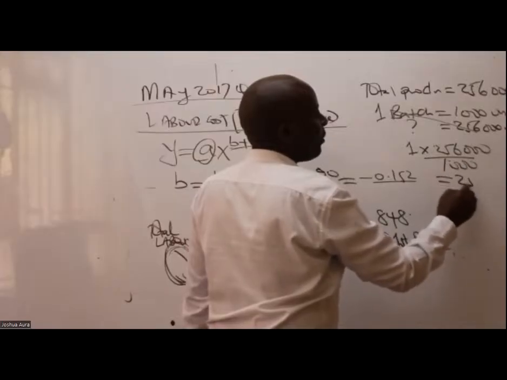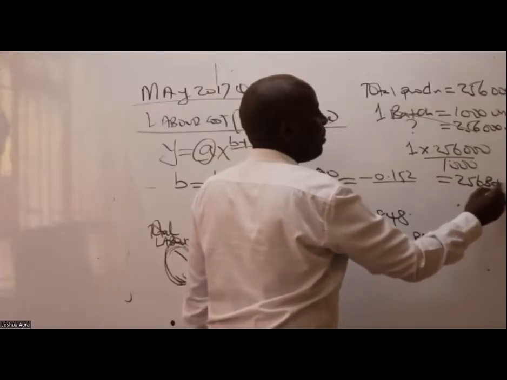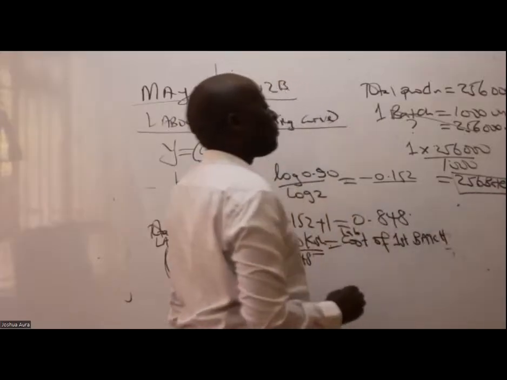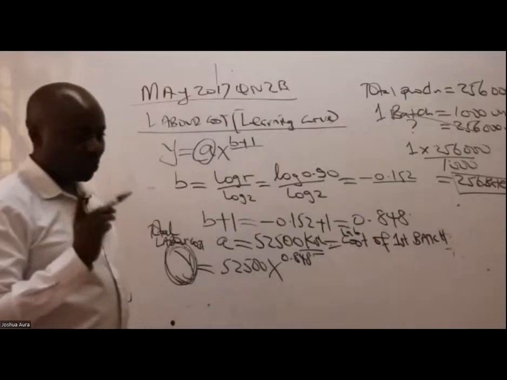So it will end up giving me 256 what? Batches that were produced in the period. 256 batches were produced in the period.